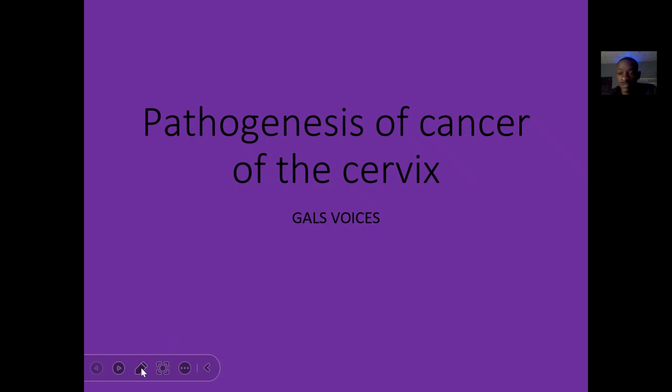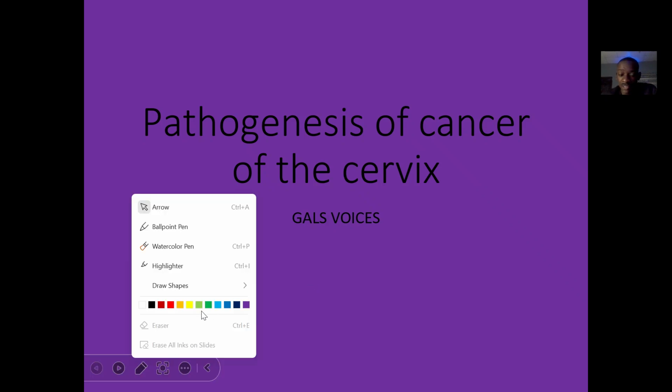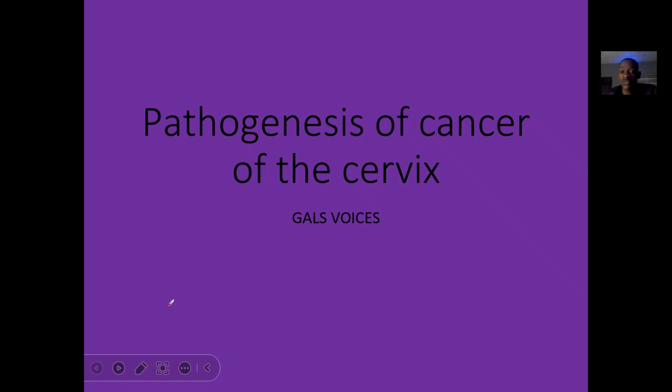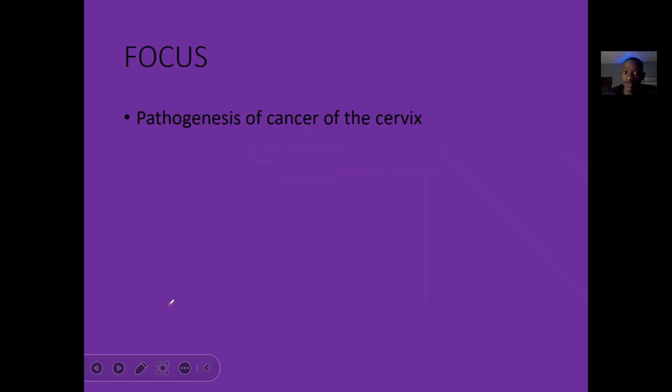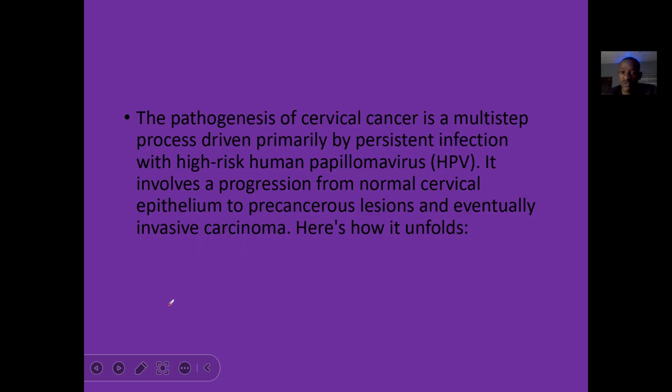Now we'll quickly move to the next aspect of cancer of the cervix, which is the pathogenesis. So pathogenesis is more like, okay, a disease condition exists, but as a scientist you now want to know in depth everything about this disease condition, step by step, how this disease condition came to be, and all that information. So for cancer of the cervix, it's a multi-step process.